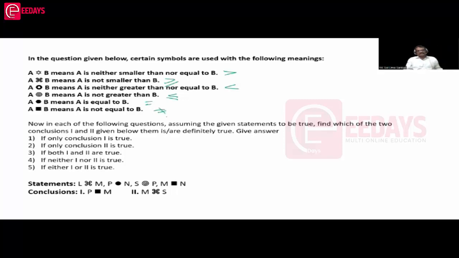Here total 6 are there. If you observe, these 4 are in the part of not equal. Okay, and not equal they gave extra again. Let's see. Here only conclusion 1 true, only 2 true, both 1 and 2, neither one nor two, either one or two.